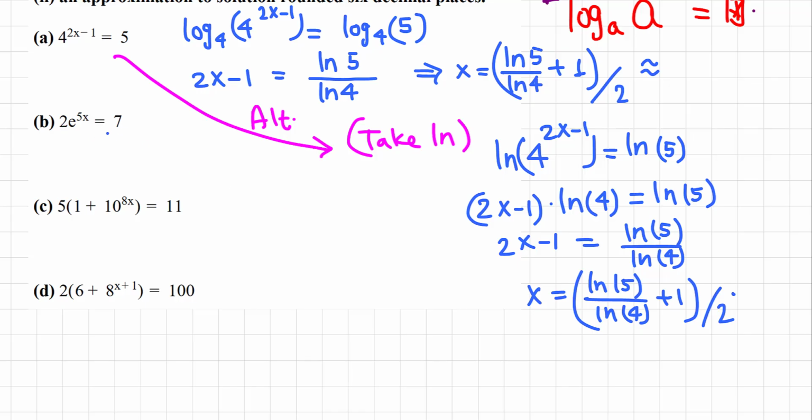So let's do part B. Here is 2 times e raised to 5x equals 7. There's a 2 in the front, it's a times 2, so divide both sides by 2. That is e raised to 5x equals 7 over 2.